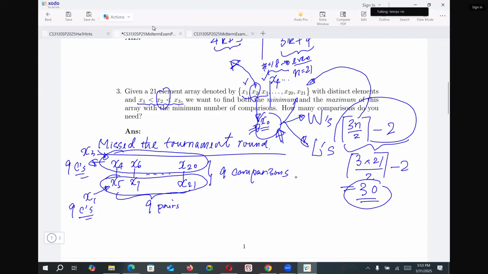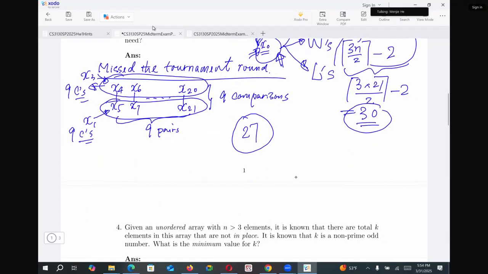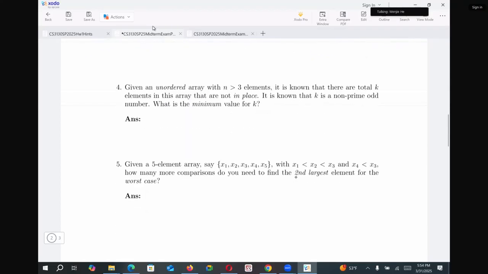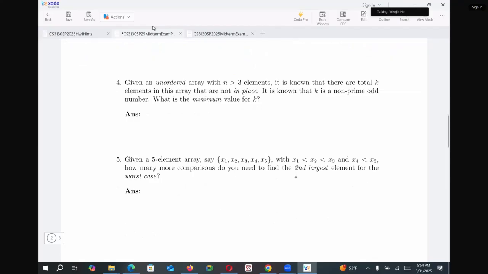All right, so here, because 3 nines, the answer is 27. 3 nines adding together. All right, that's question number 3. Number 4, easy.